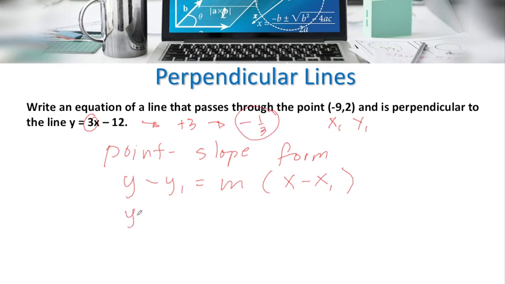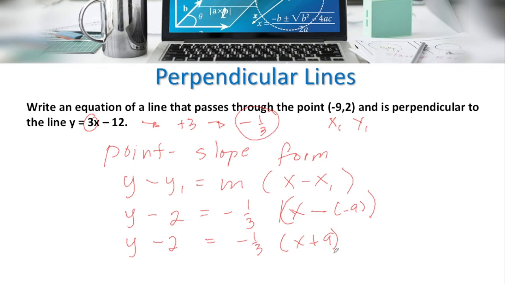So this is y minus y1, which is 2. Then the slope negative reciprocal is negative 1/3. X minus x1 is negative 9. So you should simplify that. Y minus 2 equals negative 1/3 x plus 9.